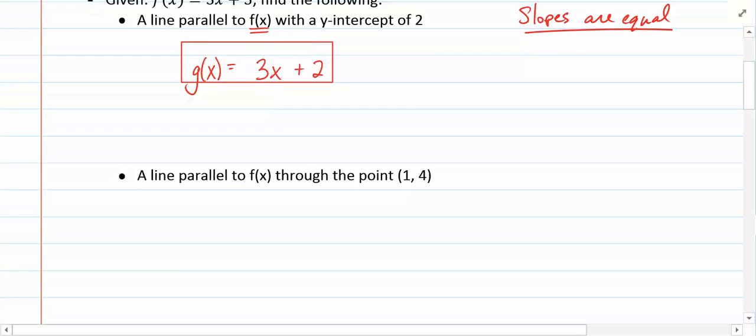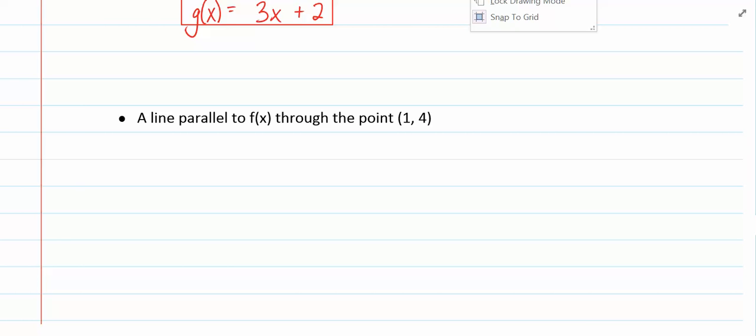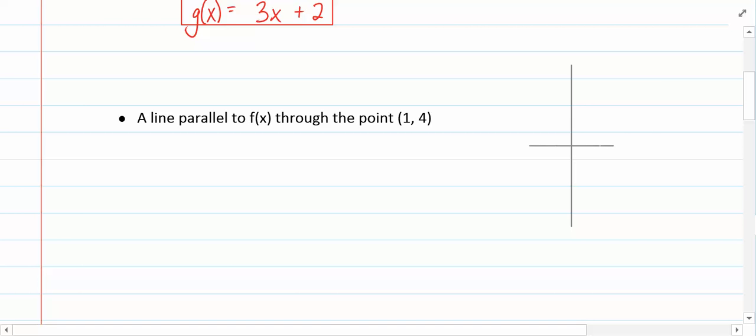For this next question, I want you to think about it a little bit differently than you may have seen it in the past. Let's start with a quick sketch of what this graph might look like. I know this has to be a line parallel to f of x, so its slope is 3x, and it goes through the point 1, 4. So if I go over 1 and up 4 units, that would be a position on that line.